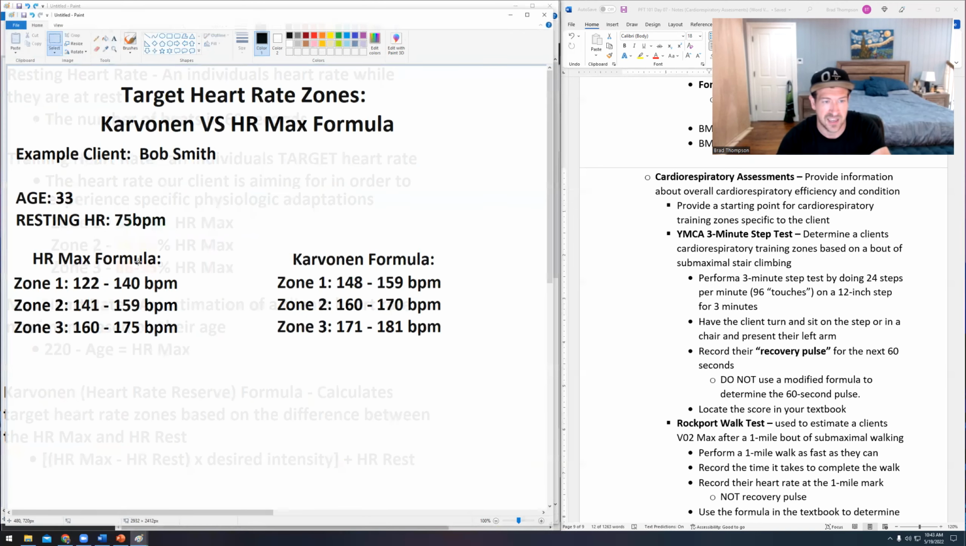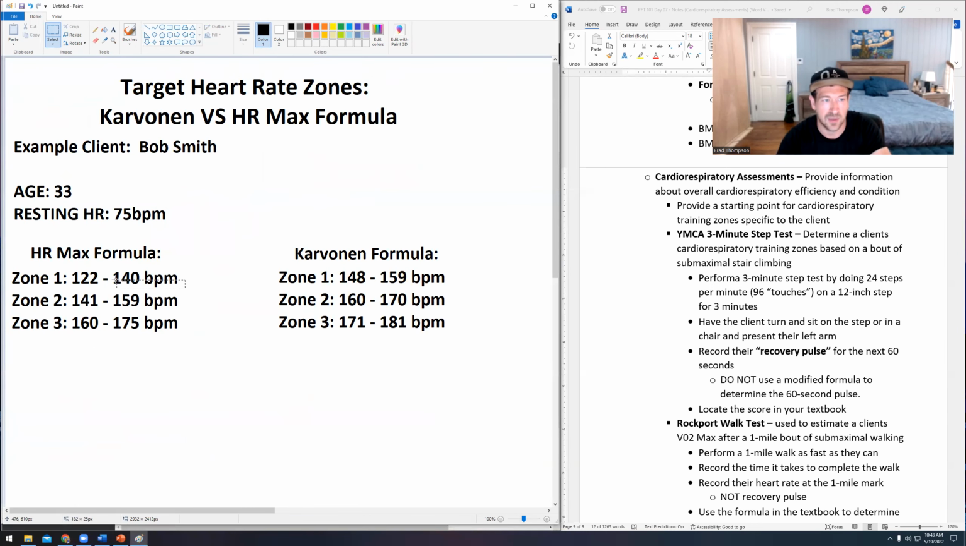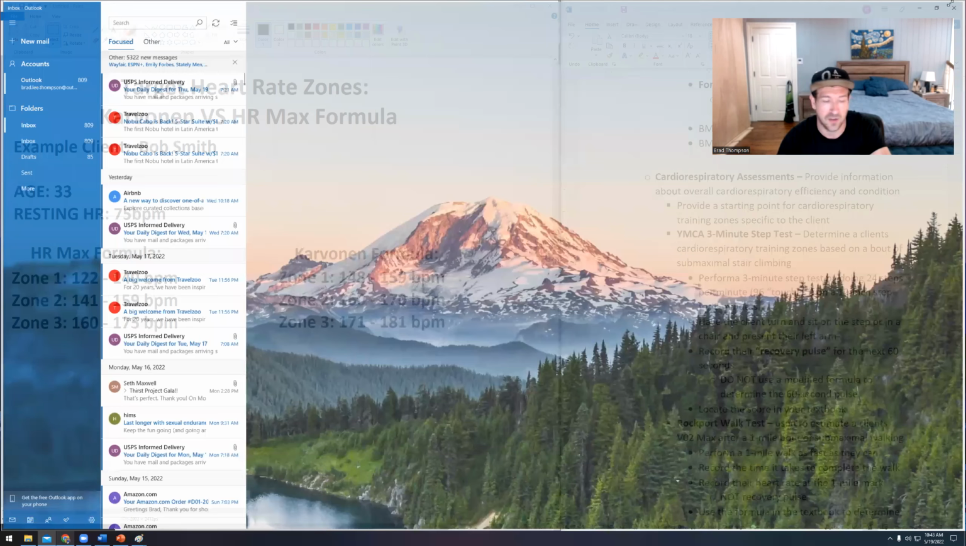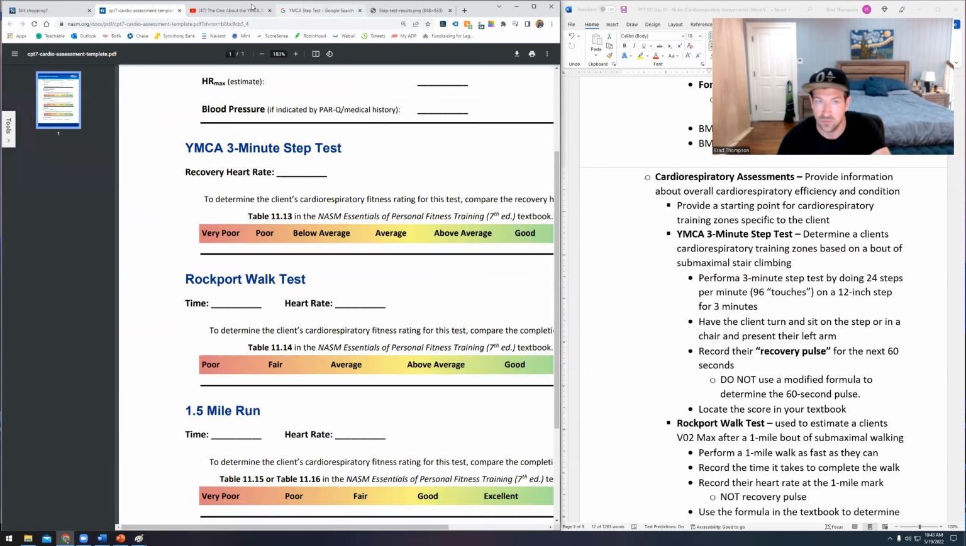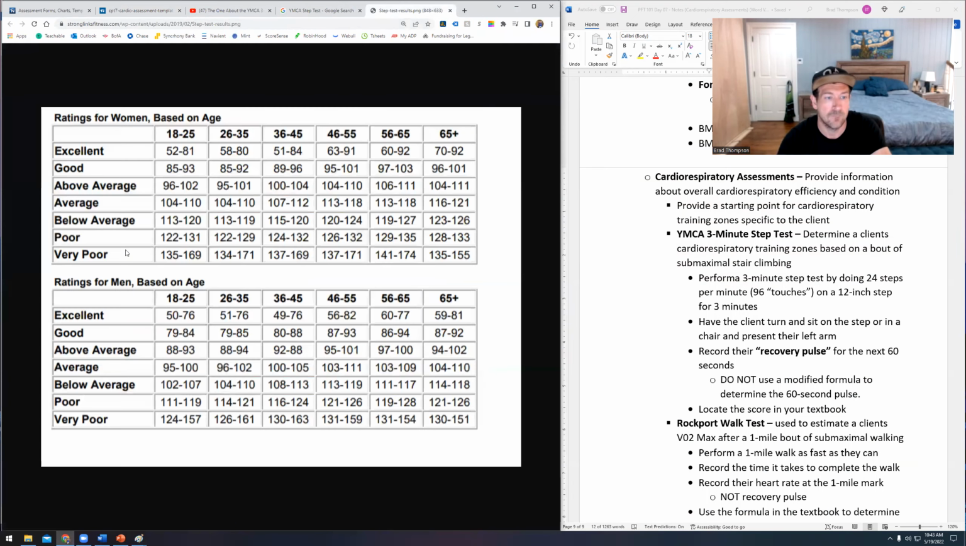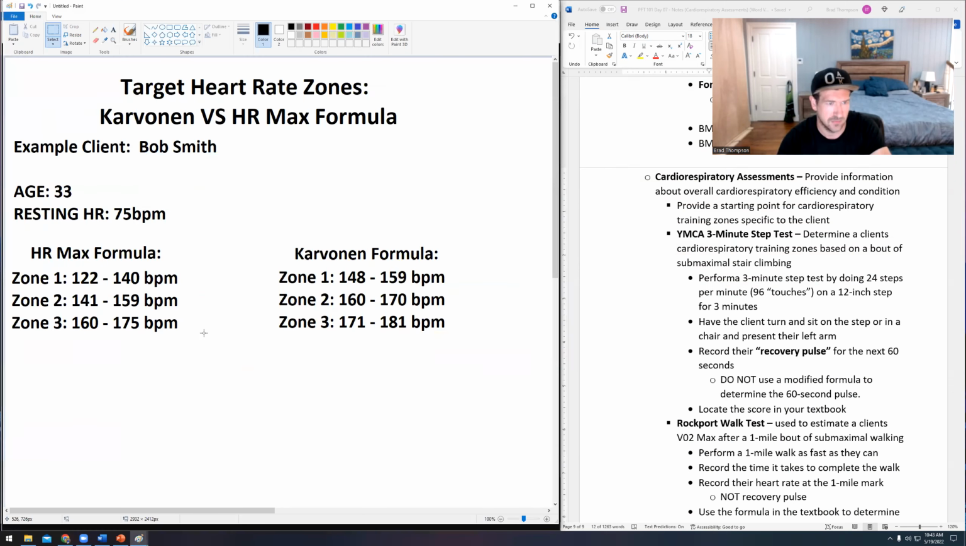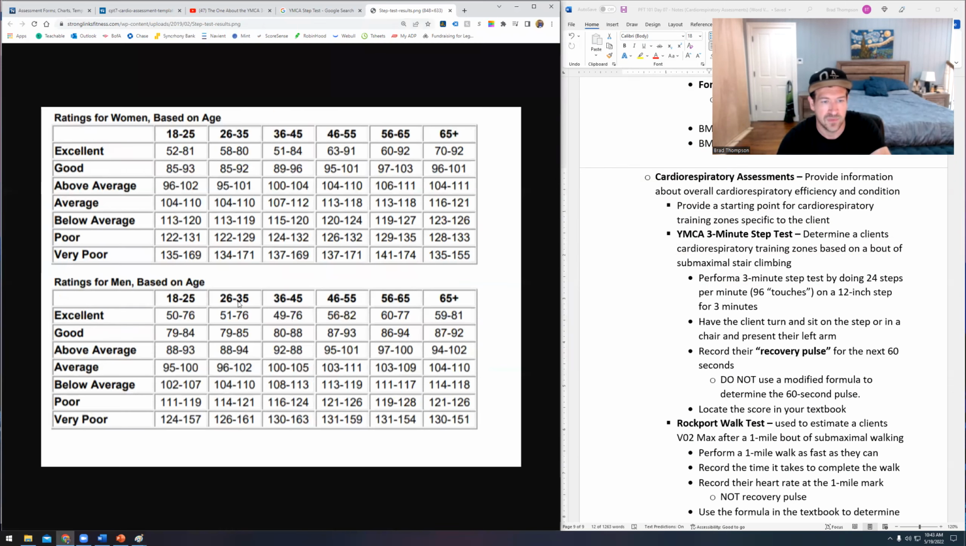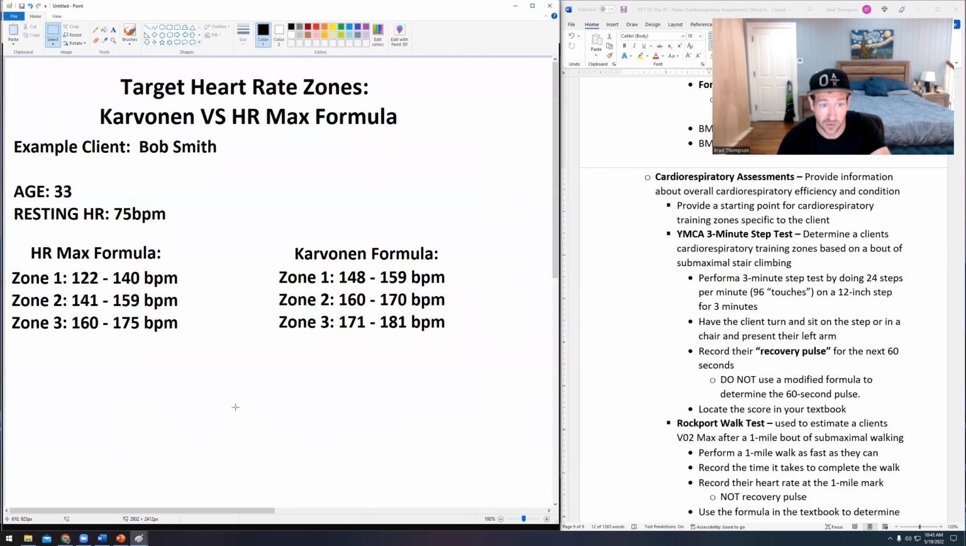Let's look at our client example from here, right? So let's say it's Bob Smith. He's 33 years old, right? And Bob recovered to 116 beats, right? So we go to Bob. He's 33, so he recovered to 116. Oh, that puts him in the poor category. So if I use the heart rate max formula, I'm not sure which formula I would use. I would probably use the Karvonen because that's the one that I find to be the most accurate. But Bob's going to get zone 1 for his cardio workouts.